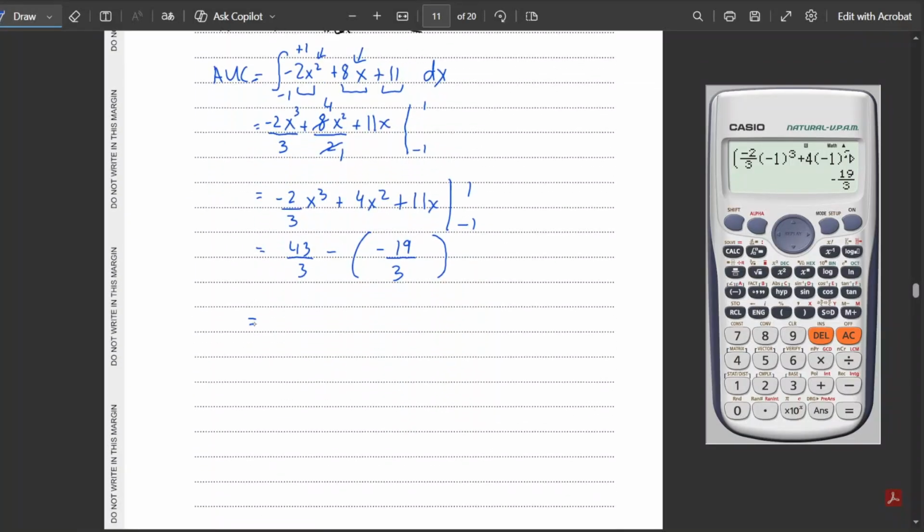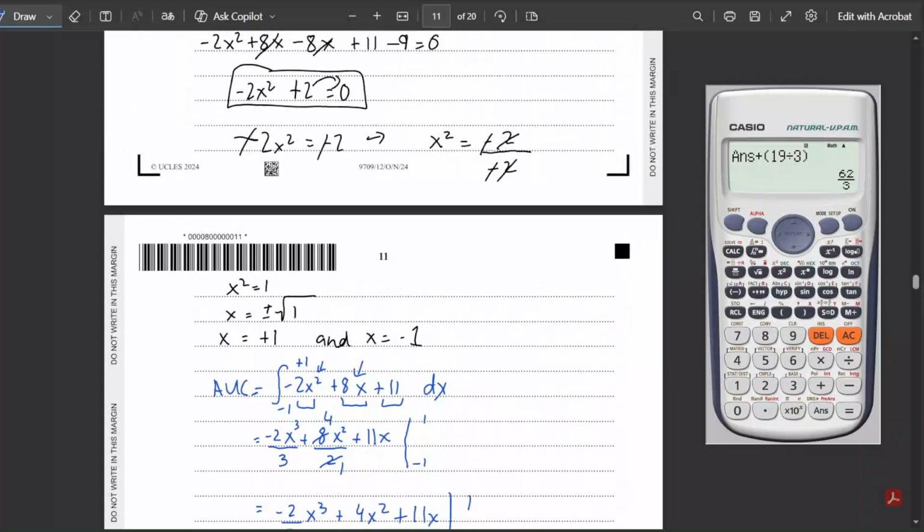Okay, so the negatives and negatives become positive. So I have 43 over 3 plus 19 over 3. This is going to be equal to 43 plus 19 all over 3. That is equal to 62 over 3. This is the area under the curve.